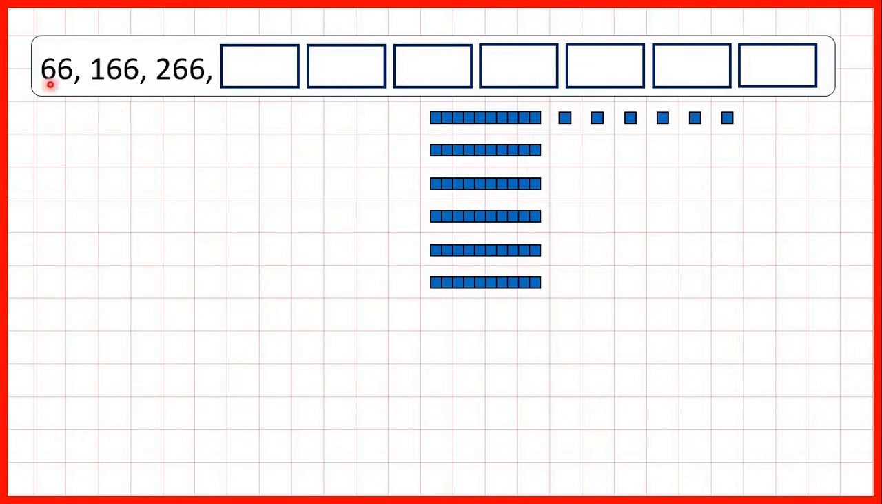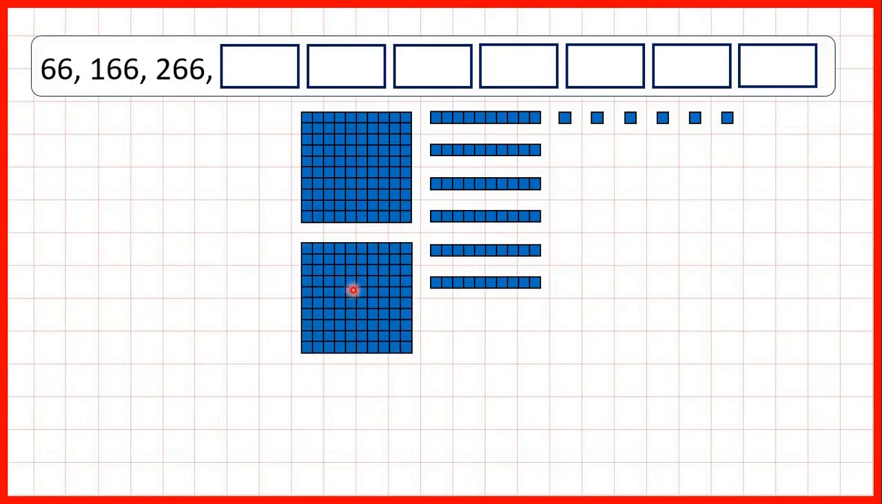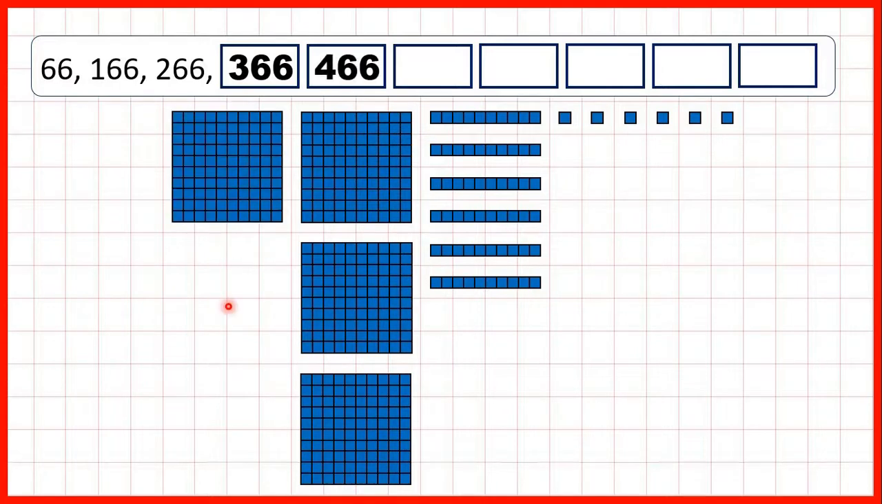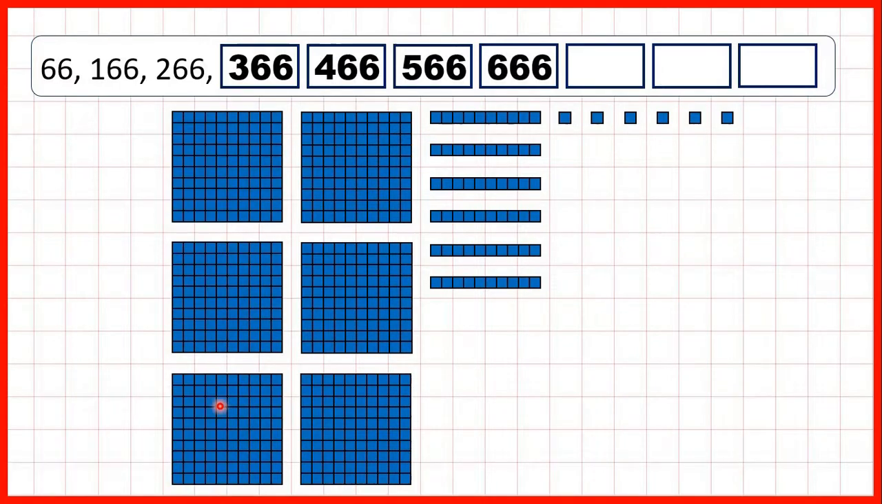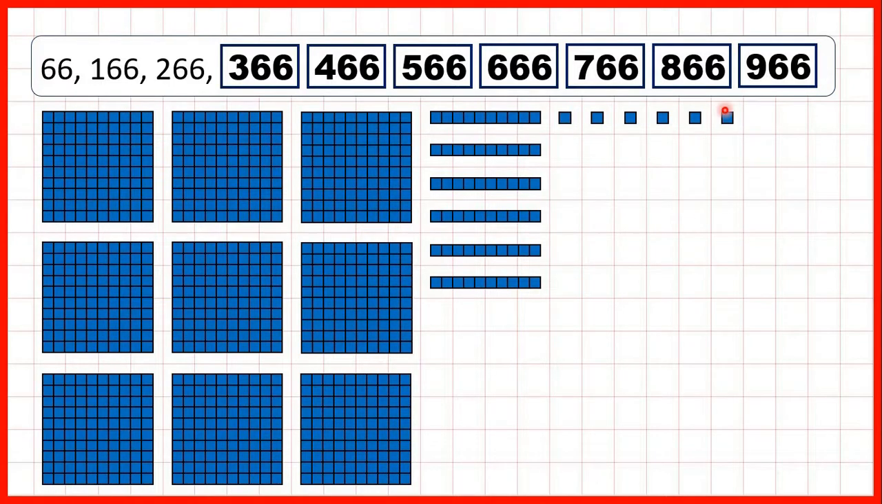So now we start with 66, so that's 6 tens and 6 ones. Then we have 166, 266, 366, and again we can keep on adding 100, so adding a 100s block each time until we get to 966.